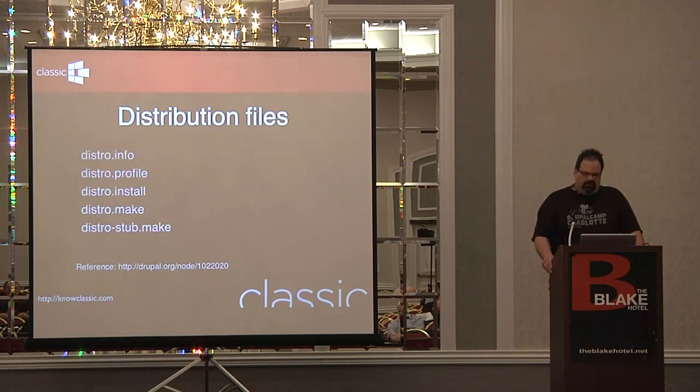Starting in Drupal 7, the .info file is basically a text file with configuration that lets you declare dependencies for modules that need to be enabled by default, and lets you name the distribution.